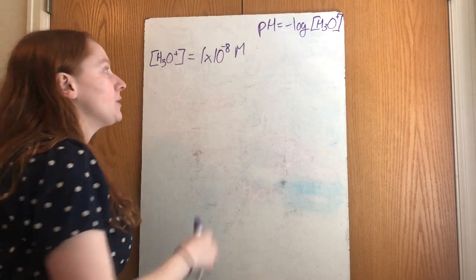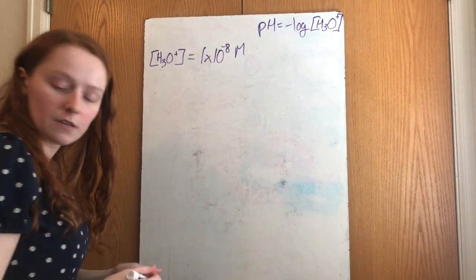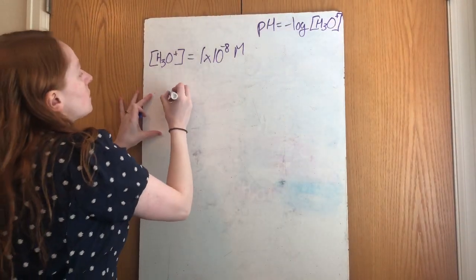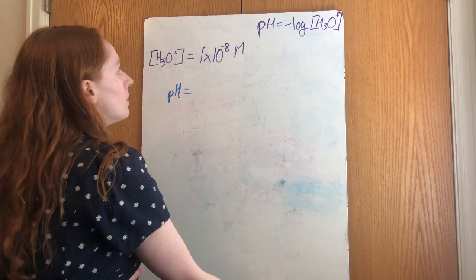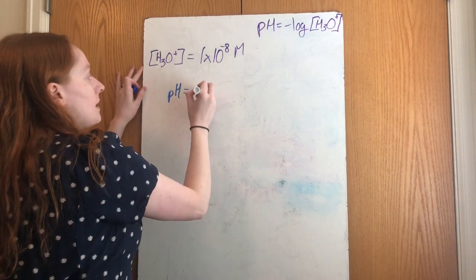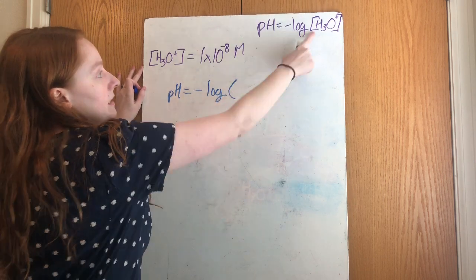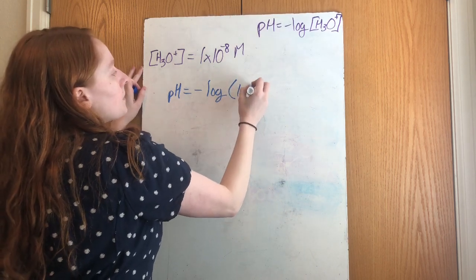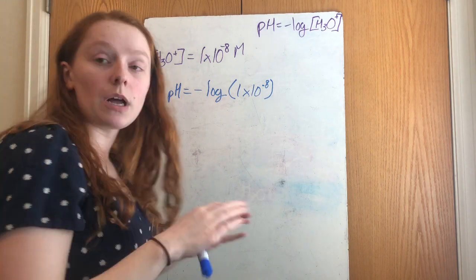So this is what we're going to do, is we're going to take our formula and we're going to plug everything in, and I'm going to use a different color for this. pH is what we're trying to find, so that stays blank. And then I'm going to write negative log, and then in parentheses, I'm going to put this number here. So that becomes 1 times 10 to the negative 8. Now from here, you can plug it into your calculator.